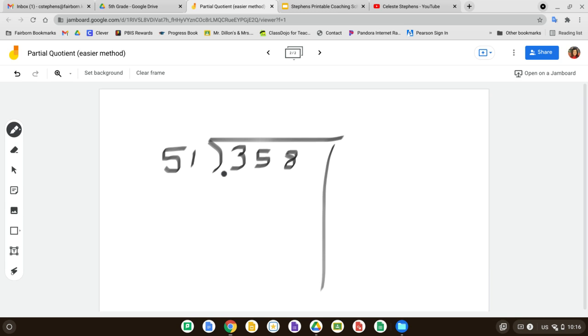But I've had kids from all backgrounds and ability levels get this. And so this might still be helpful to those of you who would still like to try partial quotient with your class who might be struggling with long or short division.